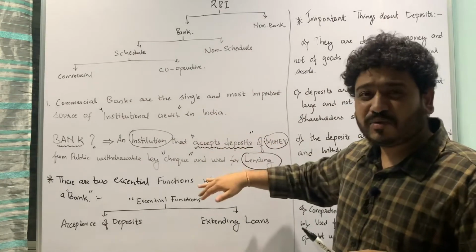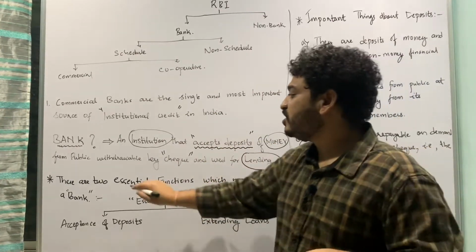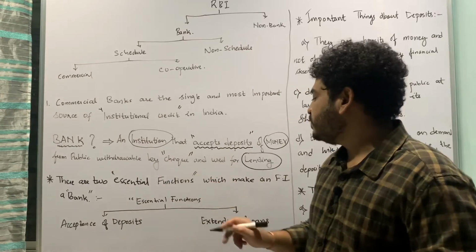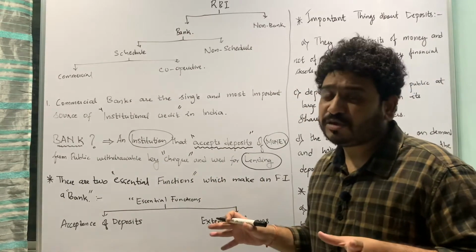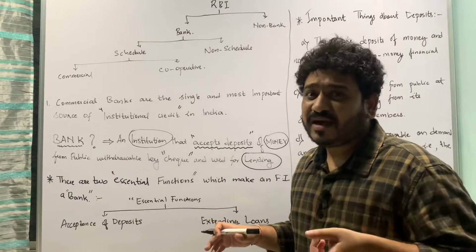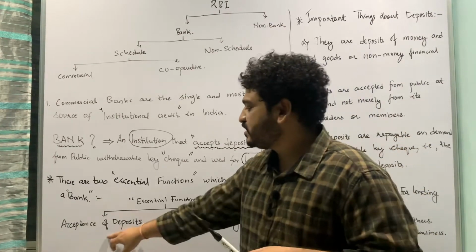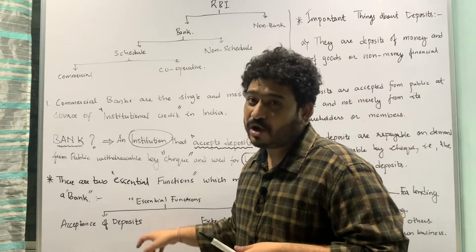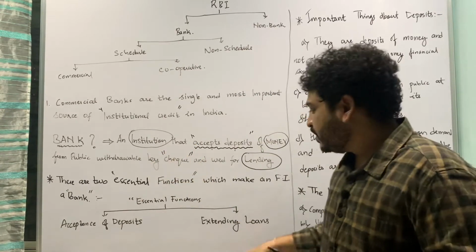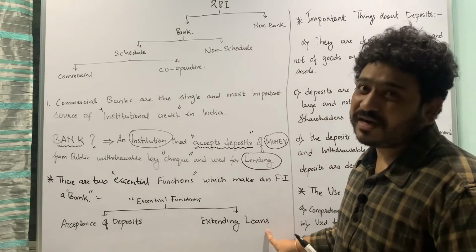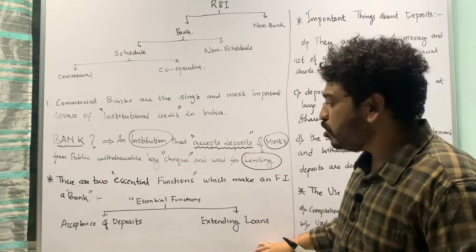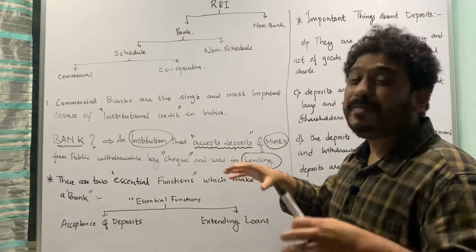Let us now look into greater details. What are these essential functions or features which make a financial institution a bank per se? Any financial institution is called a bank if and only if it accepts deposits from the public which are withdrawable by cheque, and these deposits are extended as loans or credit to other firms. So I hope the idea of a bank is pretty much clear.